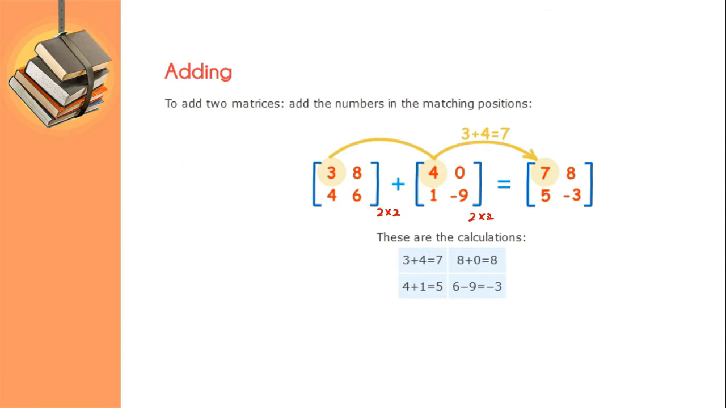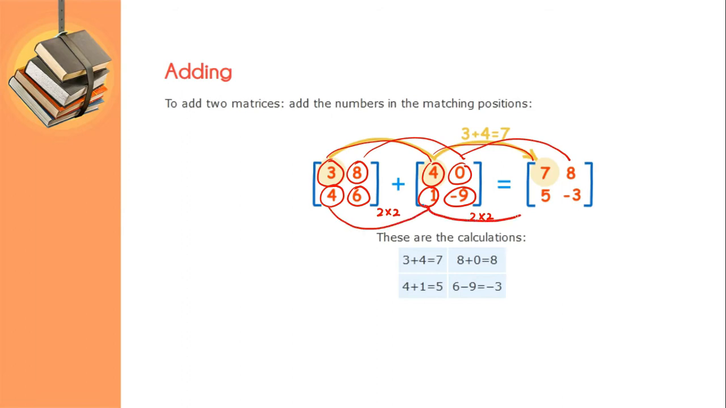Now how will we add them? The first term will be added to the first term, the second element to the second element, the third element to the third element, and then the fourth element to the fourth element. This is how we do addition. So 3 plus 4 is equal to 7. Similarly, 8 plus 0 is equal to 8. Then 4 plus 1 is equal to 5. And then 6 minus 9 is equal to minus 3.